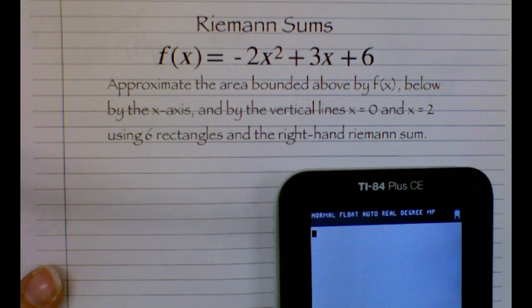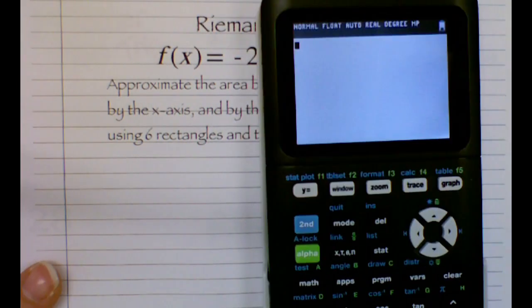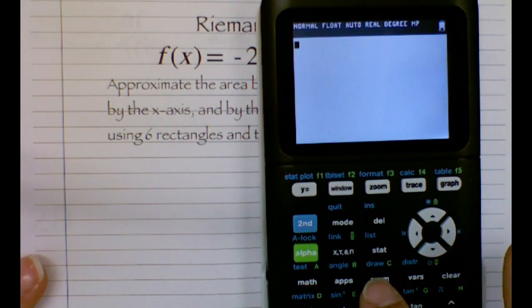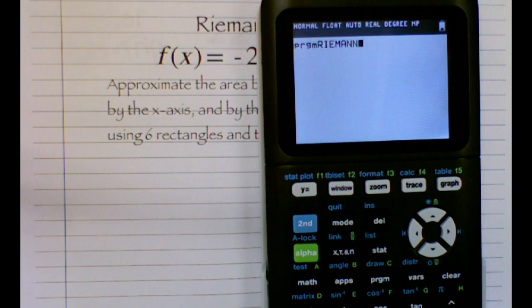but then we're going to exit out of that. Now you're going to hit your program button and choose the program. If you have a different calculator, you may have to press enter and then choose the program. But I want Riemann. You probably don't have quite as many formulas in here, but Riemann. It says program Riemann, press enter.